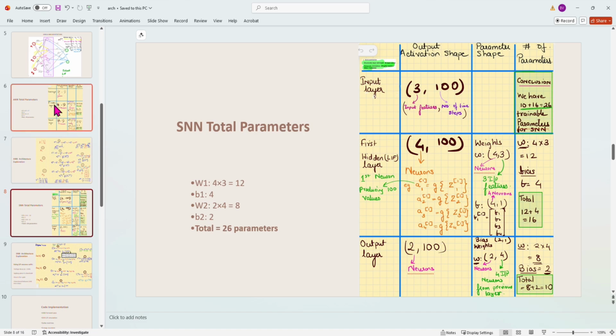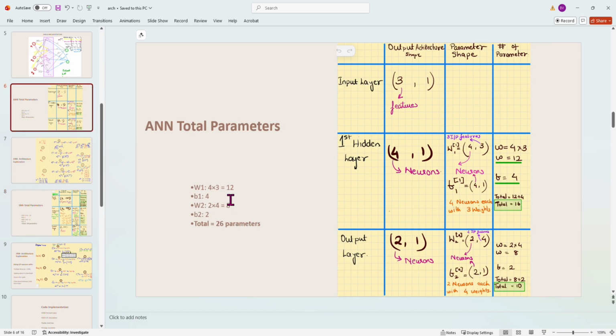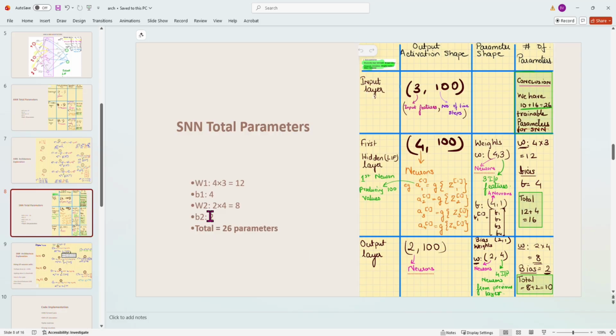I'll just show you again the ANN architecture. This is the ANN, 26 parameters. It's going to be the same for the SNN. This 100 is only the time steps; it does not count toward the number of parameters. Everything else is exactly the same.